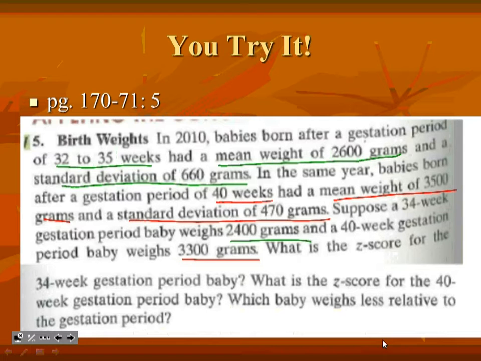And so we notice, of course, they have three questions for us. First of all, what is the z-score for the 34-week baby? What is the z-score for the 40-week baby? So we can calculate those two separate z-scores. And then they asked us which one weighs less relative to the mean. So once we get those two z-scores, we can make that determination. So at this point, we just need to substitute into our formula, and then, of course, do our calculation.